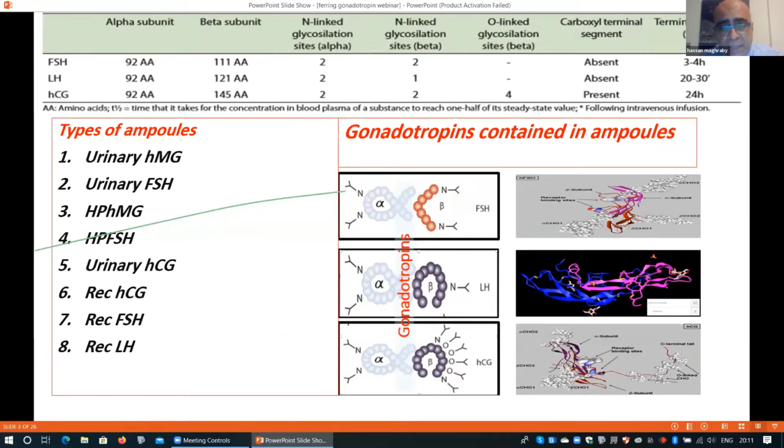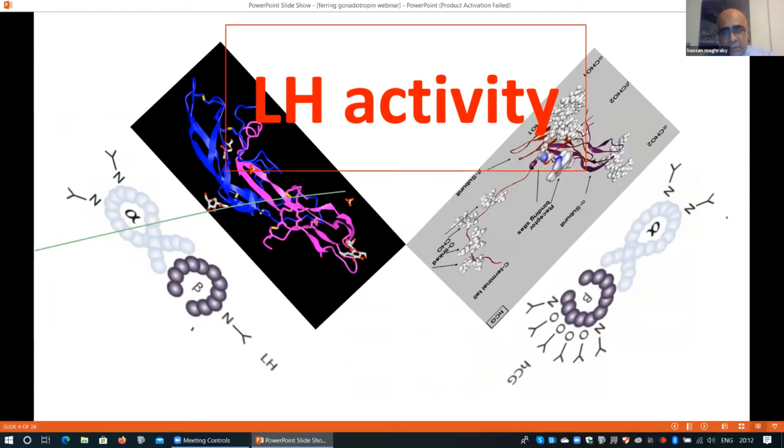And as you can see, the alpha chain of all of them has 2 N-linked glycosylation sites, whereas the beta chain is different. In LH, it has 1 glycosylation site. In HCG, it has 6 glycosylation sites. And these 6 glycosylation sites resulted in HCG having a long duration of action. And this is why ampoules which contain HCG can accumulate HCG in the circulation, and this could be dangerous unless we take care of the dose that we are giving.